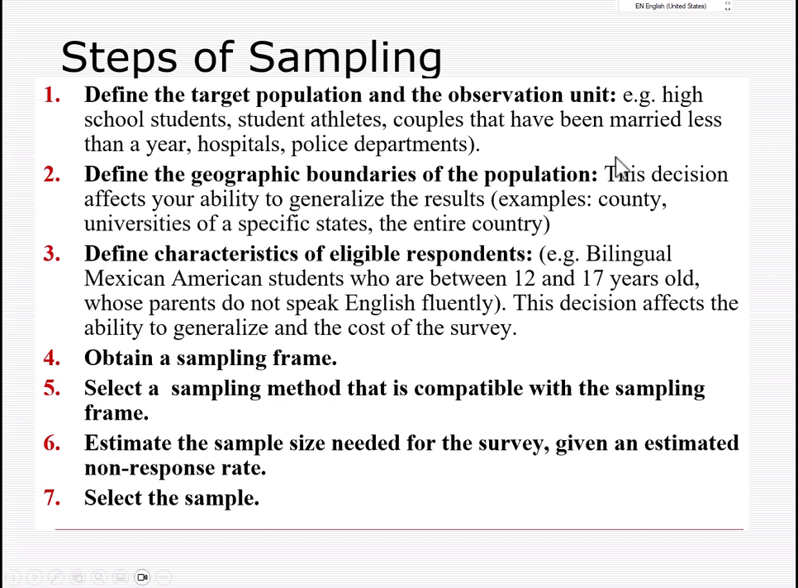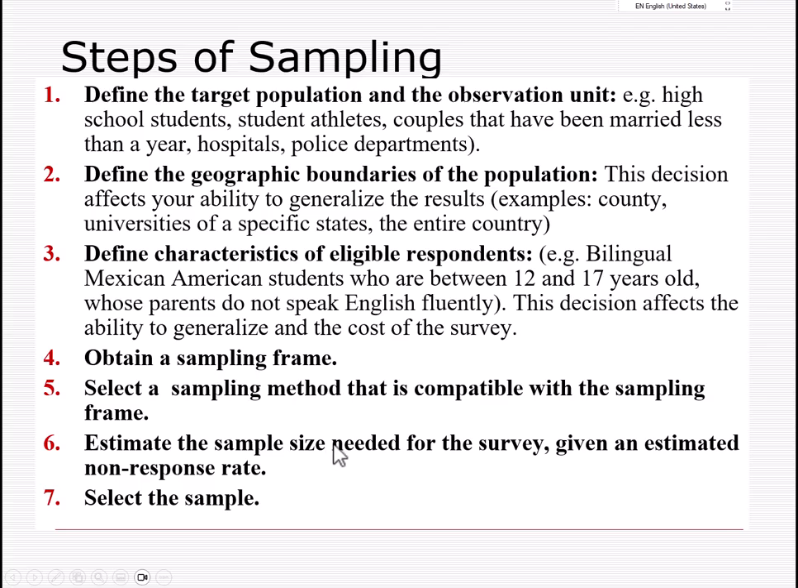So, for example, if you study elementary school teachers, are you studying them in Florida or elementary school teachers in Alachua County? The characteristics of eligible populations, such as bilingual Mexican American students who are between 12 and 17 years old, whose parents do not speak English, or elementary school teachers that are in their first year of teaching in Alachua County.